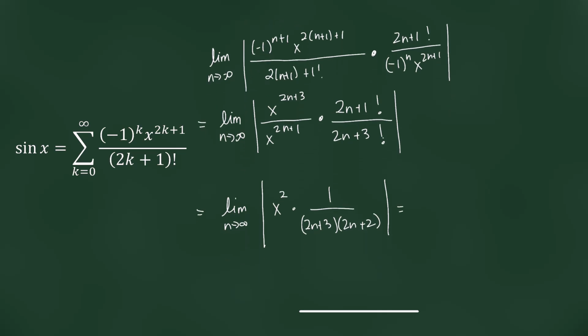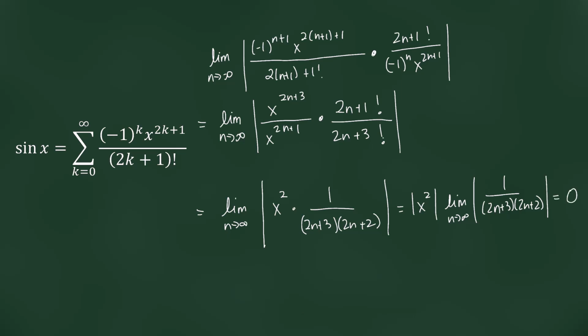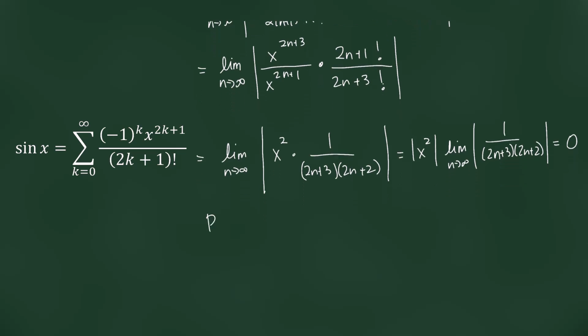because all the rest of the terms will cancel with the terms in the numerator. And that is just the absolute value of x squared times the limit as n goes to infinity of 1 over 2n plus 3 times 2n plus 2, but that limit is 0. So x squared times that is still 0, which means that once again, our radius of convergence is infinite. And we see that this converges over the interval negative infinity to infinity. So our series converges over that interval.